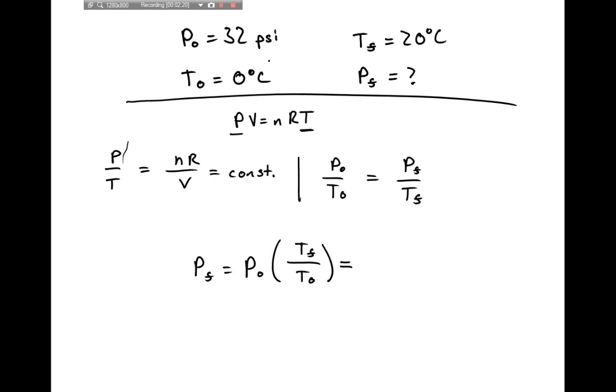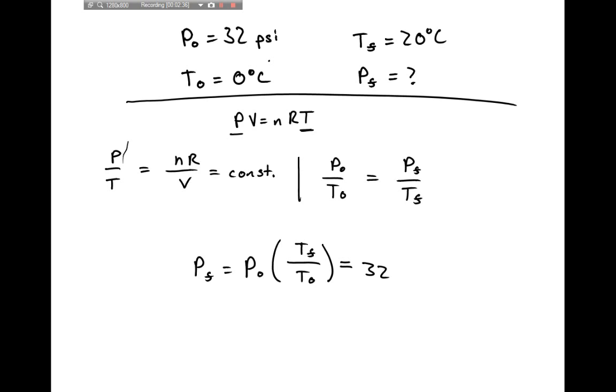Now at this point we have to be a little bit careful. Remember that when we're using the ideal gas law, we're referring to absolute temperatures. So I can't just plug in 0 degrees Celsius in here, right? That would give me infinite pressure. That's obviously not right. We have to convert these temperatures to Kelvin.